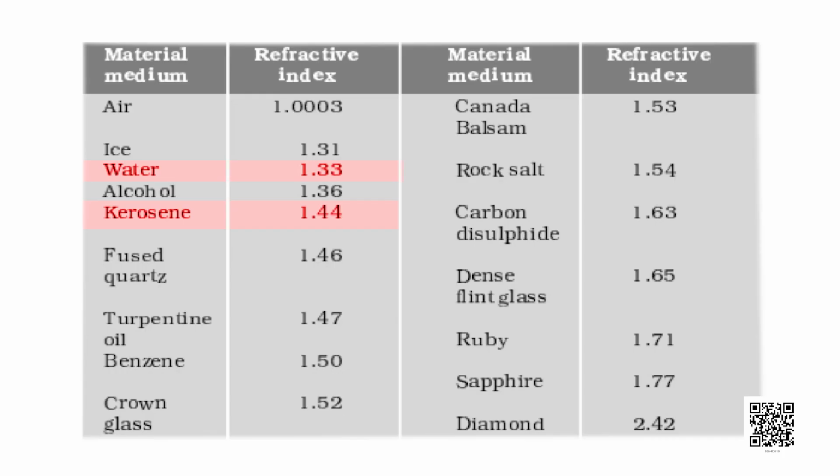It is to be noted that optical density is the ability of a medium to refract light. An optically denser medium may not possess greater mass density. For example, kerosene has a higher refractive index than water, although its mass density is less than water.